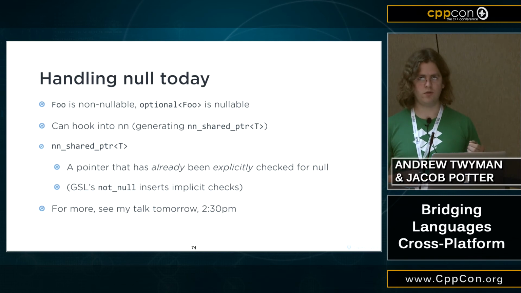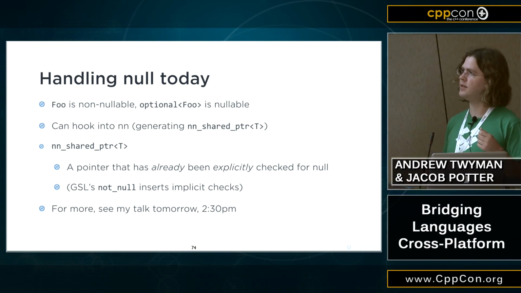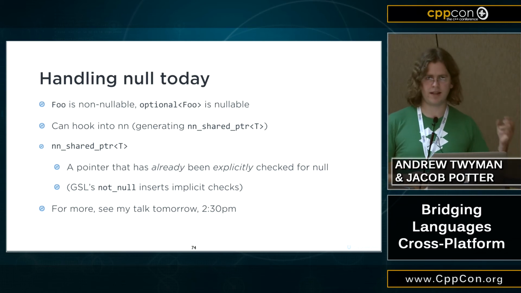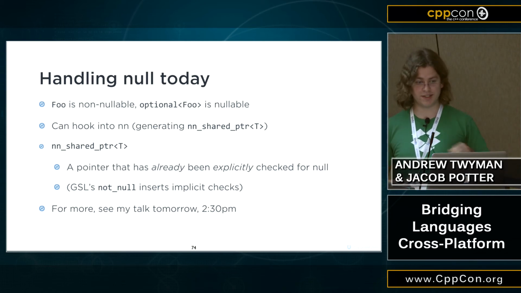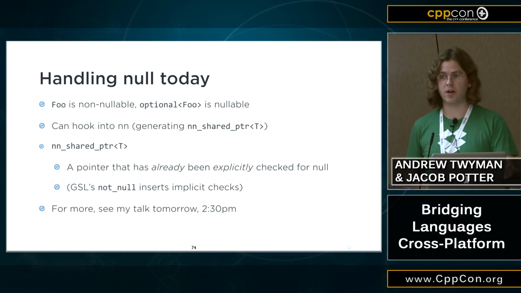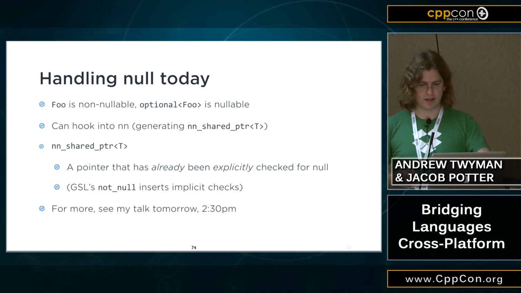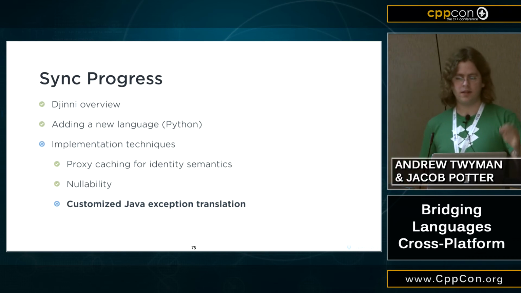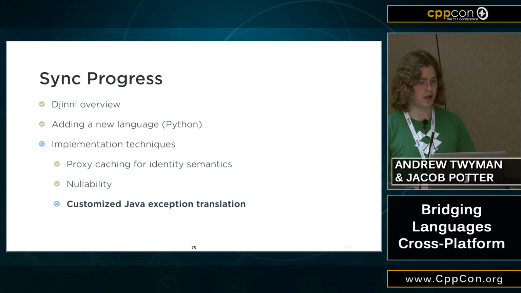You can hook into the non-null pointer library, which I'm going to be talking about tomorrow. So we have a C++ template that represents very specifically a pointer that has already explicitly been checked for null, which is a little bit different than the GSL template from the keynote on Monday. So for more info on that, I have a talk tomorrow at 2:30. That's also open source. So that's the second interesting detail. And finally, Andrew will talk a bit about Java exception translation.